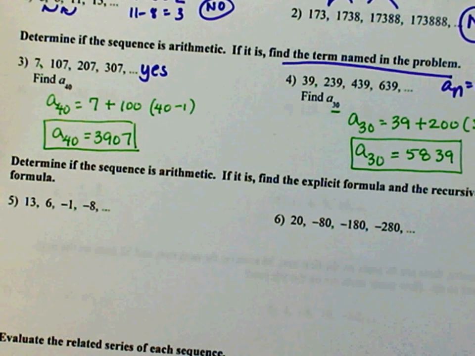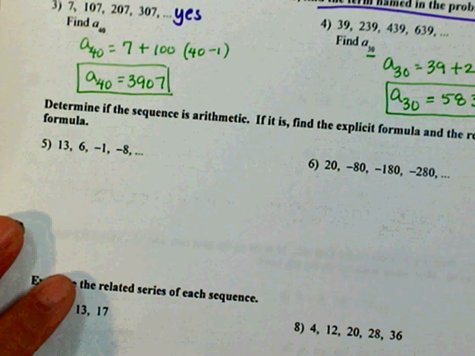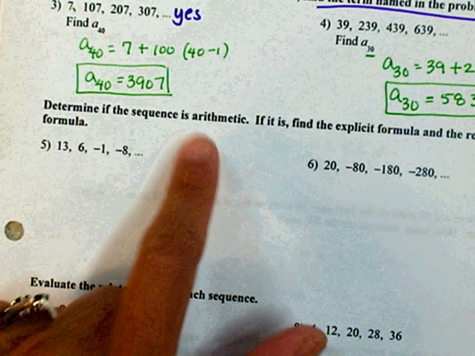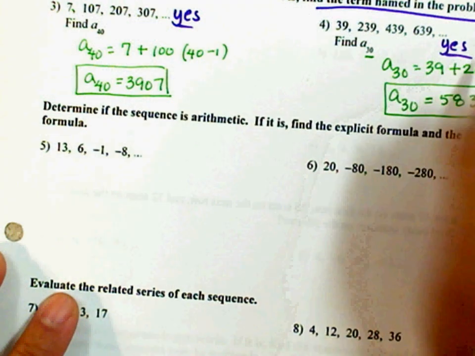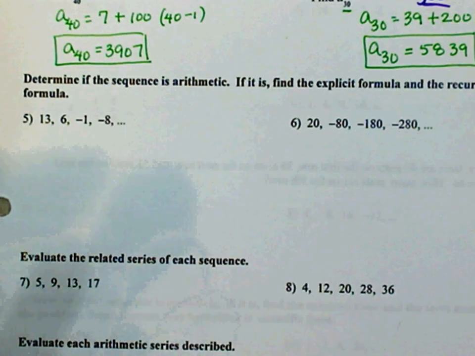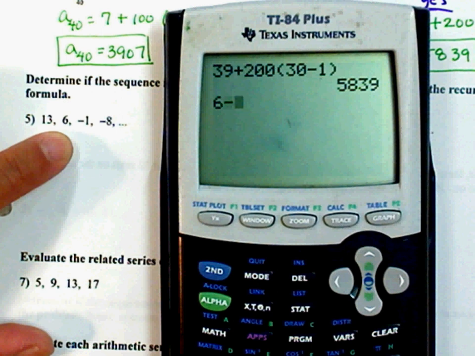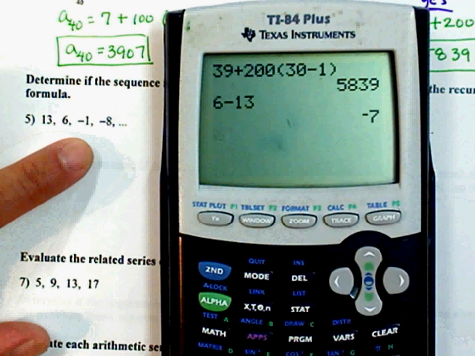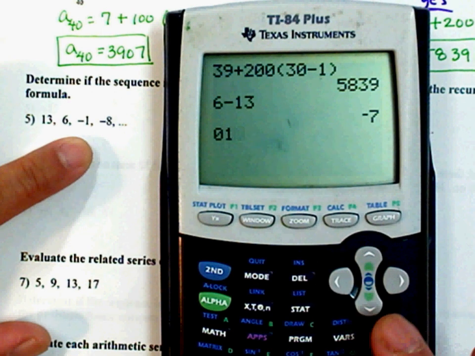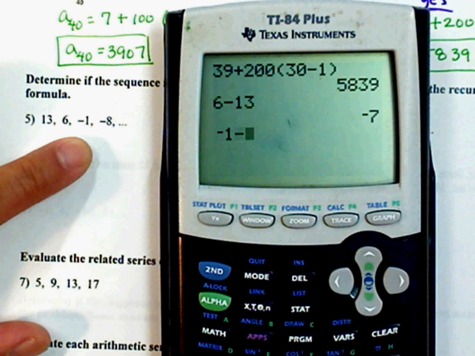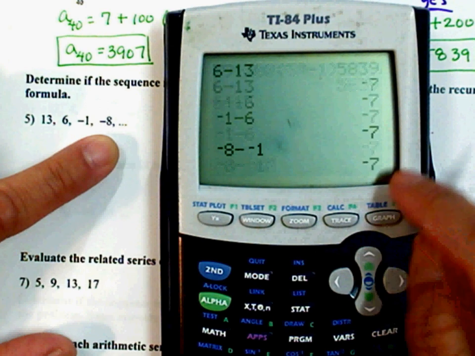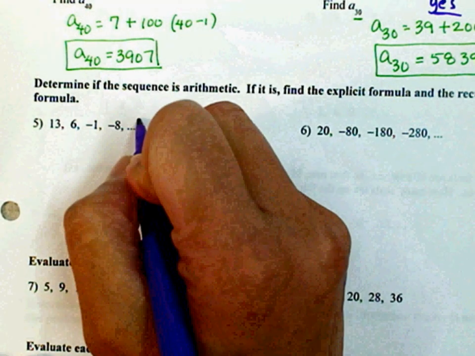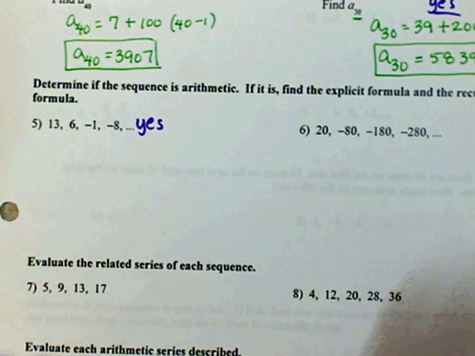All right. On number 5, determine if it's arithmetic. Notice you got to say yes or no. So we got to make sure it is or not. So let's see. 6 minus 13, negative 7. Negative 1 minus 6, negative 7. Negative 8 minus negative 1, negative 7. So yes, this is an arithmetic sequence, right?